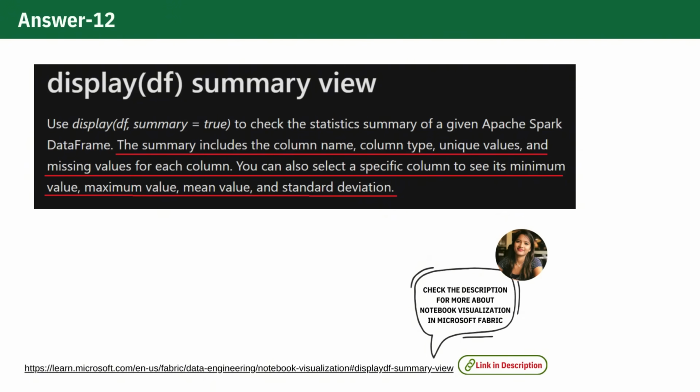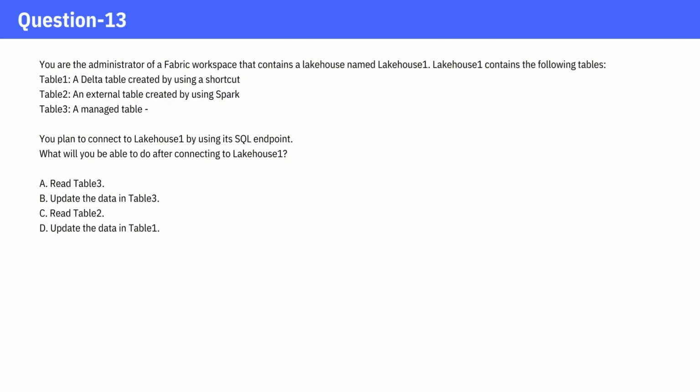You are the administrator of a Fabric workspace that contains a Lakehouse named Lakehouse 1. Lakehouse 1 contains the following tables. Table 1, a delta table created by using a shortcut. Table 2, an external table created by using Spark. Table 3, a managed table. You plan to connect to Lakehouse 1 by using its SQL endpoint. What will you be able to do after connecting to Lakehouse 1?